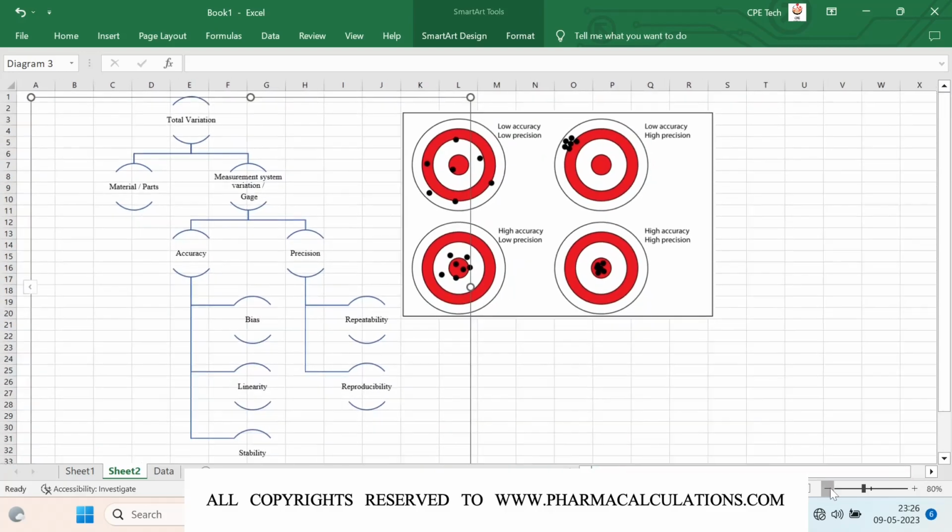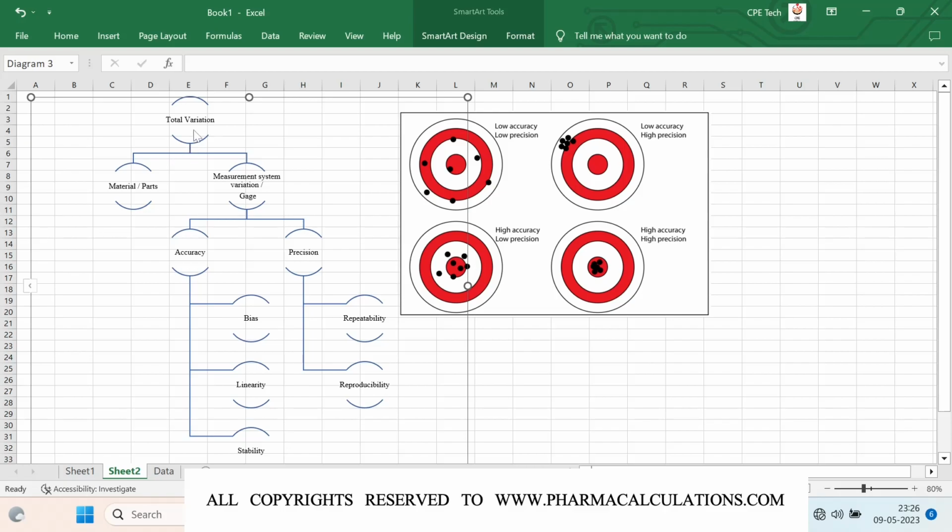So this is how we are going to classify the total variation. We can classify the total variation into two parts: either the material or parts, and the second one is due to the measurement system variation or the gauge. Coming to the variations due to the measurement system, it can be classified into two categories: accuracy as well as precision. Accuracy can again be classified into three things: bias, linearity, and stability. And coming to precision, we can say two things: repeatability and reproducibility.